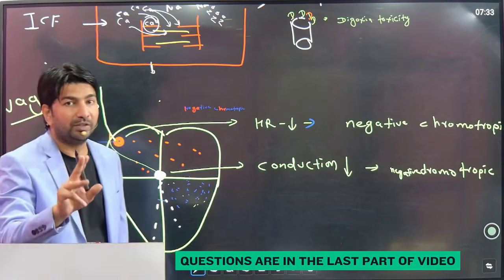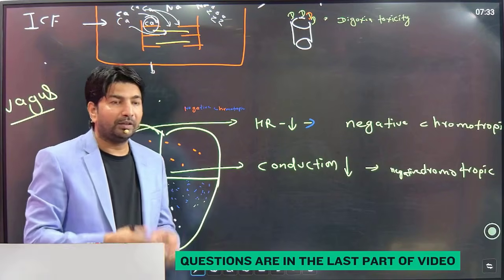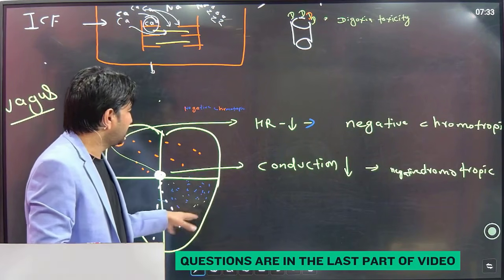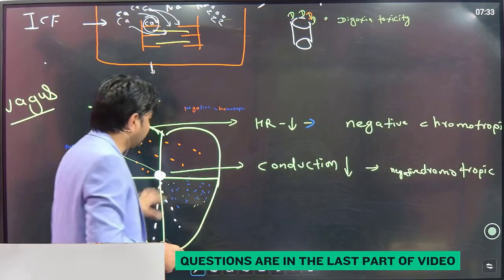So two actions are needed. First, the heart should contract well. Second, when it contracts, the left ventricle must be completely filled with blood. So for this, we'll have to decrease the heart rate.